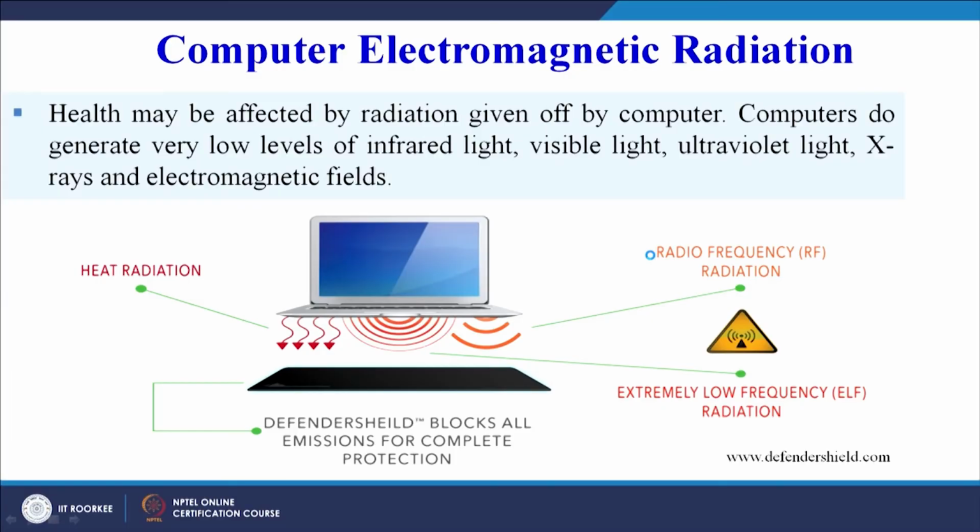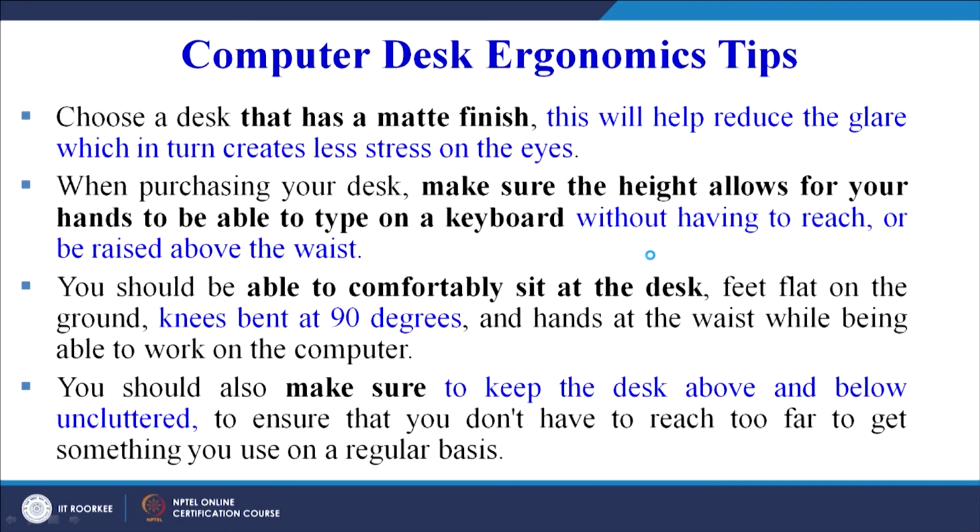So then computer electromagnetic radiation: health may be affected by radiation given off by the computer. The computers do generate very low levels of infrared light, visible light, ultraviolet light, X-rays and electromagnetic rays. So these must be taken into account while we are designing the work system where a person is operating a computer. So these are the computer desk ergonomic tips.